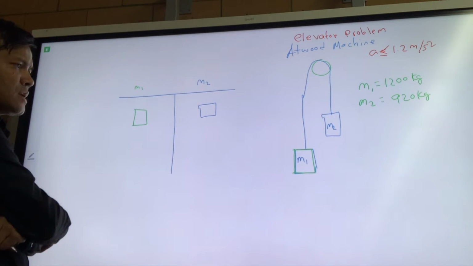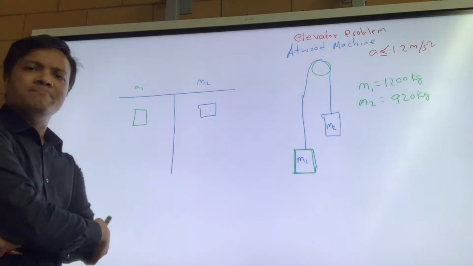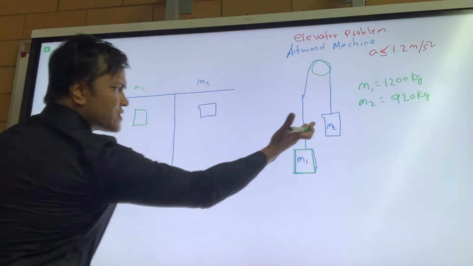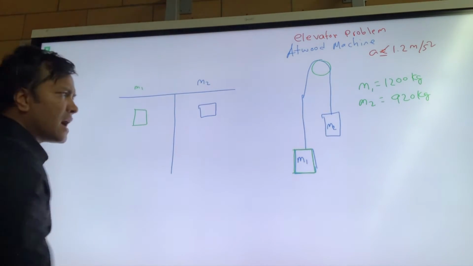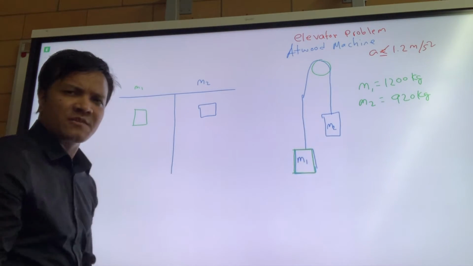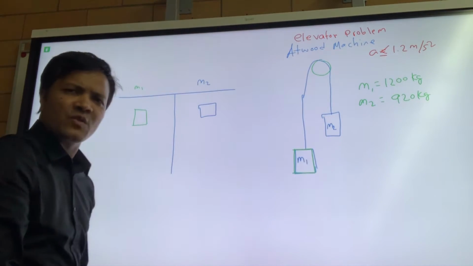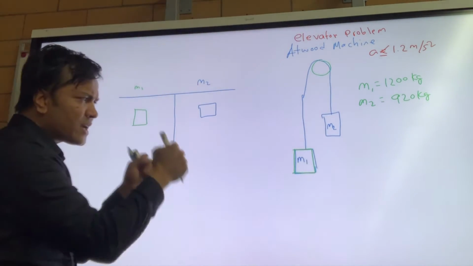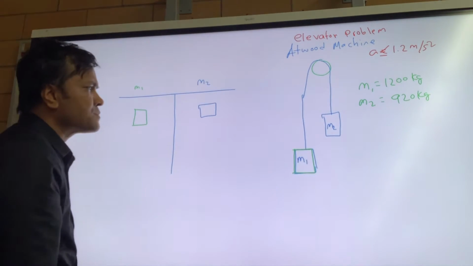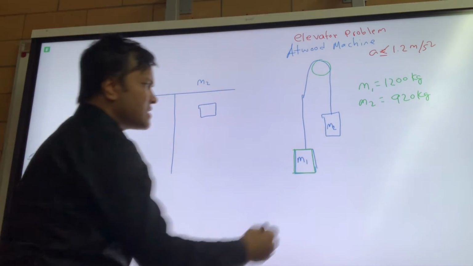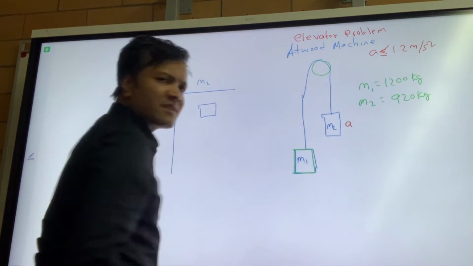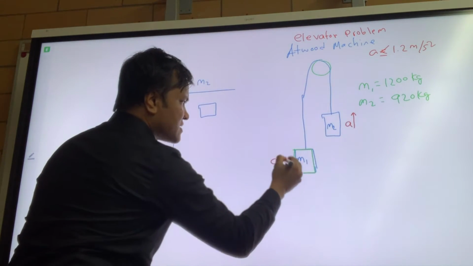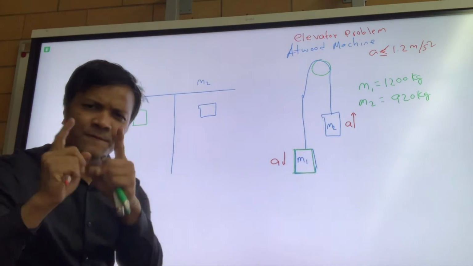All right. So what are we doing? We are doing a force diagram. So what force is acting on this? The elevator has an acceleration. This is the heavier one, so the elevator is accelerating this way. We are looking at the system as a whole. So this part's acceleration is upward, and this part's acceleration is downward. Very important.